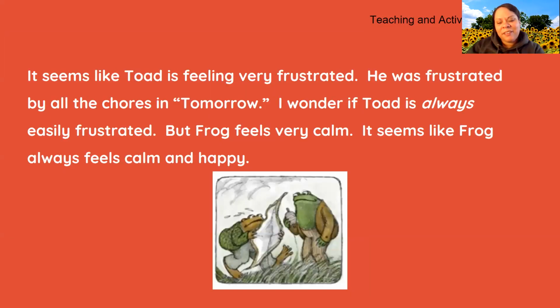It seems like Toad is feeling very frustrated at this point. He was frustrated by all the chores and Tomorrow. I wonder if Toad is always easily frustrated, but Frog feels very calm. It seems like Frog always feels calm and happy. So in both books, it seems that Toad was always frustrated. Just like he was frustrated about cleaning his room, he was frustrated about the kite, but Frog was always very calm. He was calm in how he approached Toad's bedroom, and he was calm about the kite.